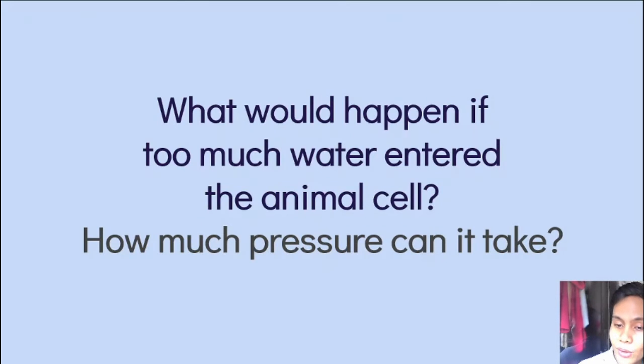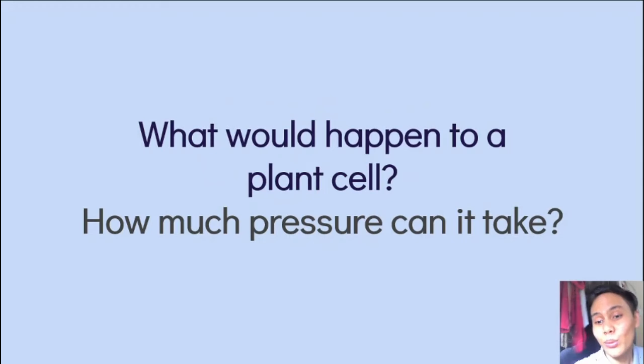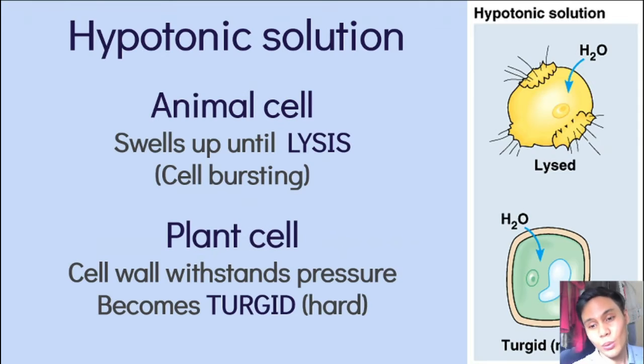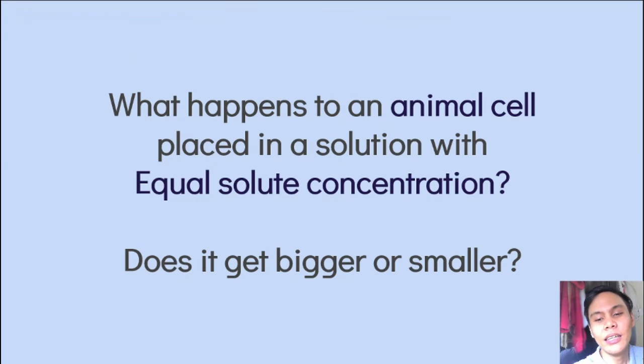So what would happen if there's too much water in the animal cell? Since it's just a plasma membrane, it will burst. If it's a plant cell, it has a cell wall, so it doesn't burst. So what happens is that the animal cell undergoes cell bursting or lysis, but the plant cell is happy, it becomes turgid or hard.